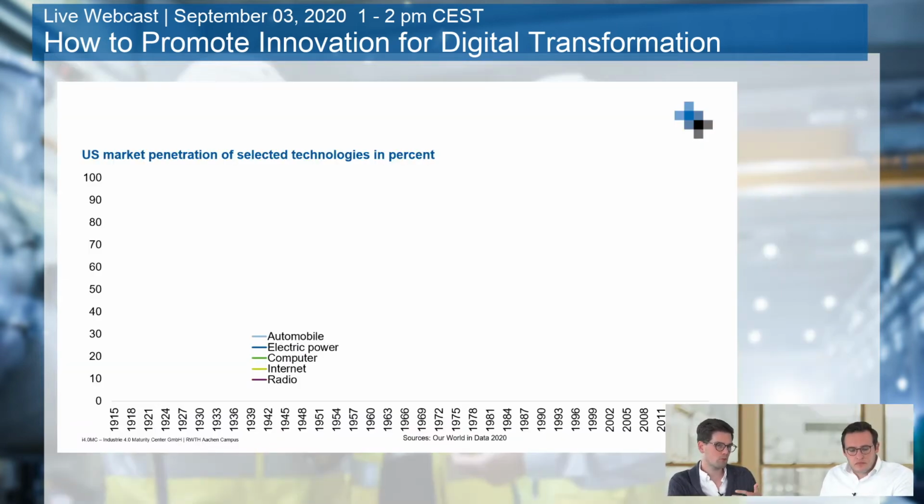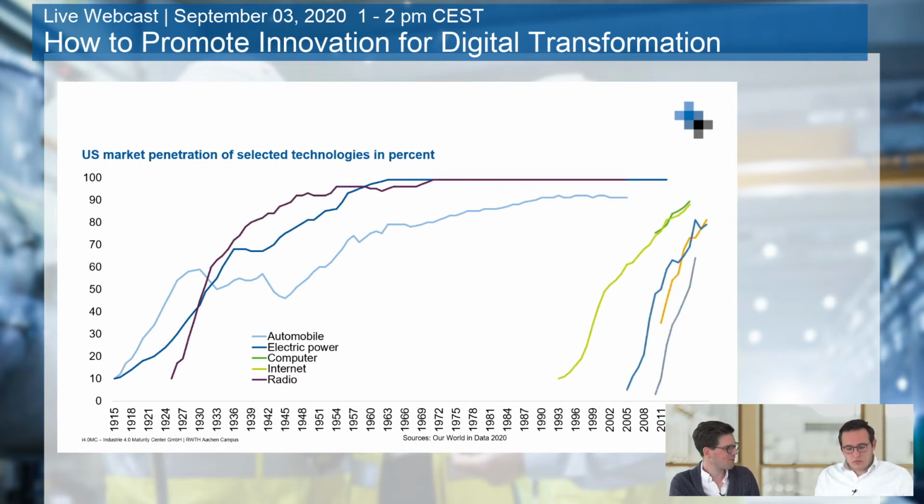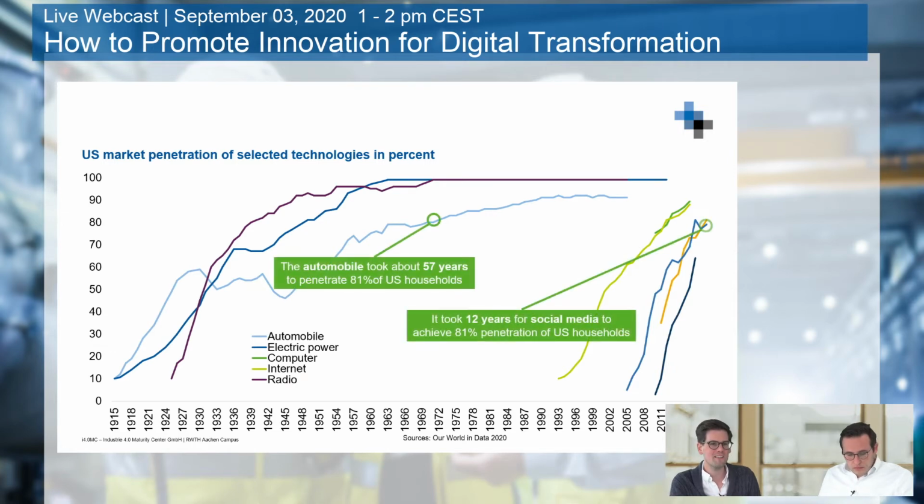You can also see that in the charts, when we look at the US market penetration of some technologies in US households. You really can see the speed of distribution of digital technologies. When we look at the car, the automobile, it took 57 years to reach 81% of US households. And social media only took 12 years to get the same market penetration, the same market share.